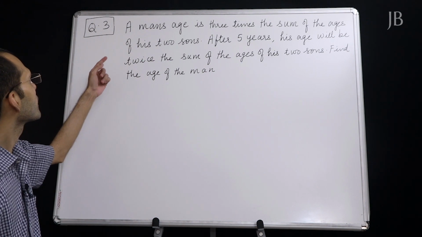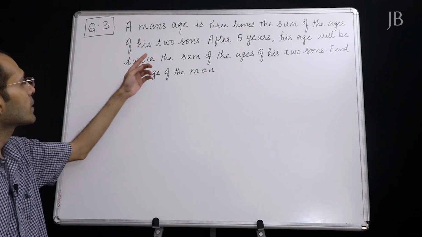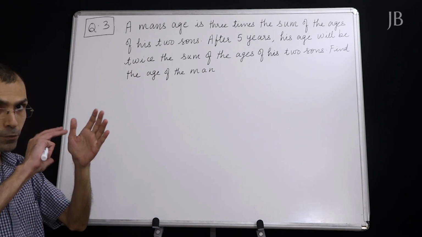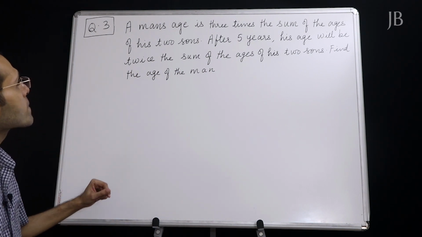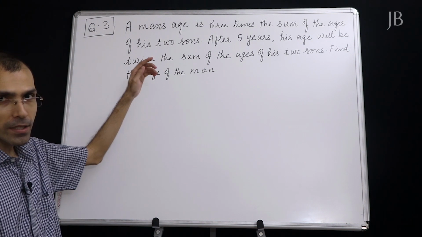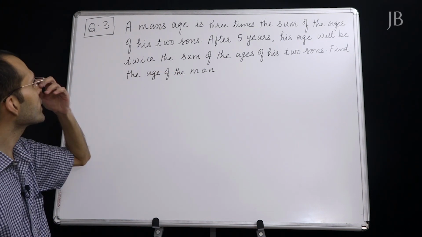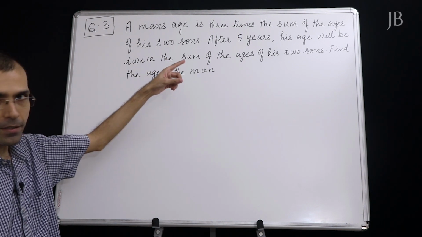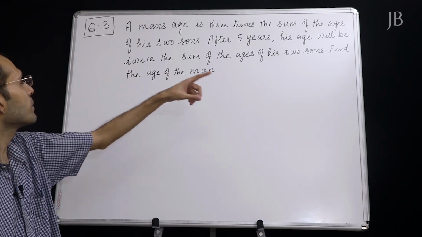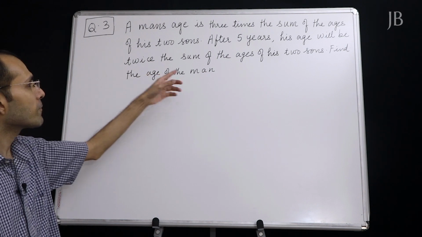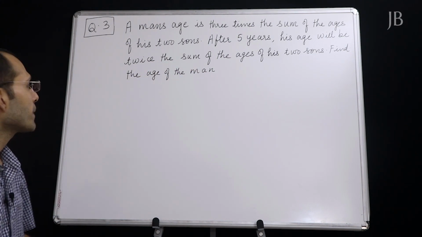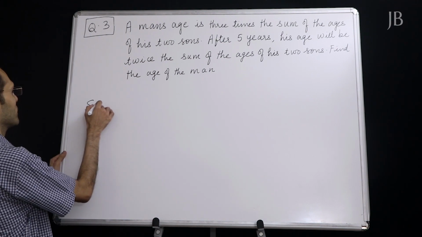Question 3. A man's age is 3 times the sum of the ages of his 2 sons. Okay, a man's age is 3 times the sum of the ages of his 2 sons. After 5 years, his age will be twice the sum of the ages of his 2 sons. Find the age of the man. Okay.